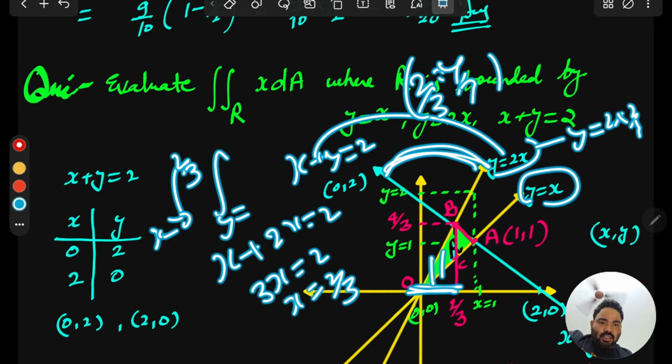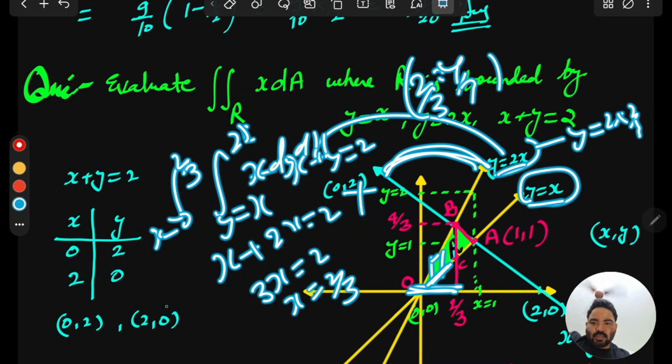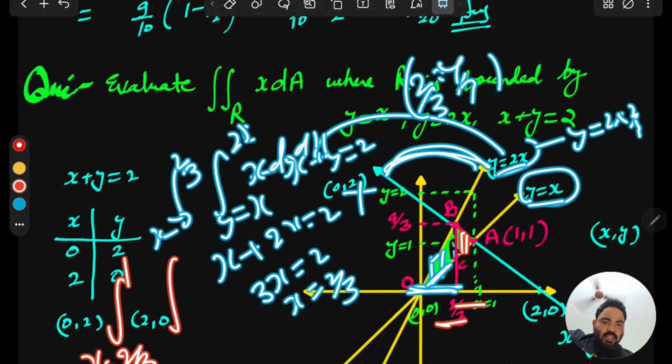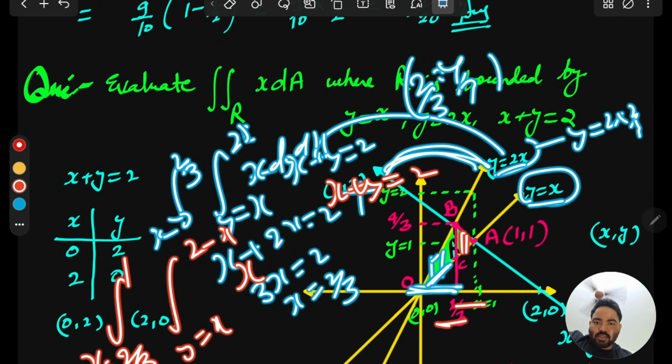Here y is moving from the line y equal to x, and the upper side is moving with 2x, and the integrand is x dy dx. That curve is done. Now come to the other curve. Here x is moving from 2 by 3 to 1, and for y, just draw the vertical strip: y is moving along y equal to x, and the upper side is moving along the line x plus y equal to 2, so y will be 2 minus x. Just do these two integrations and you are done.